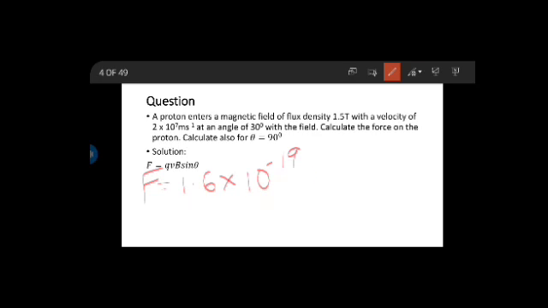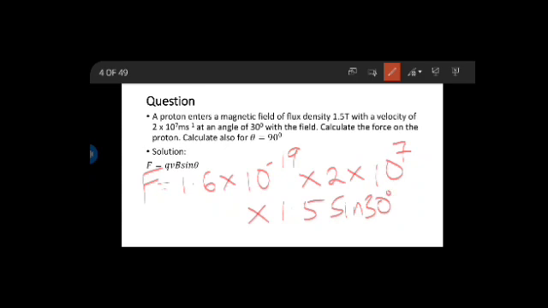Now, multiply by the velocity. The velocity given here is 2 × 10⁷. That's the velocity of the charge, at an angle of 30 degrees. Let's see B. What is B? The magnetic flux density is 1.5 Tesla, so multiply by 1.5. Then sine theta, which is sine 30 degrees.